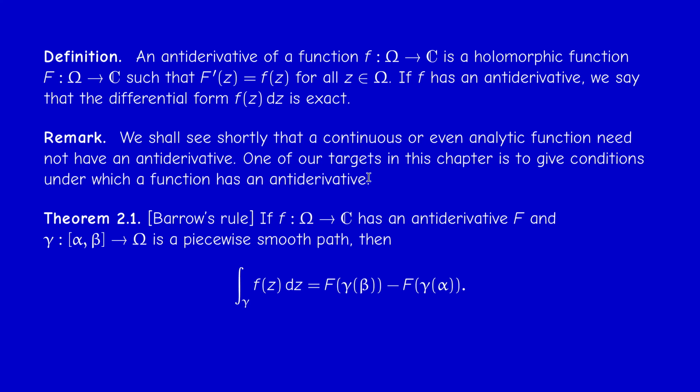Now, this is known as Barrow's rule. Not all mathematicians agree about the name of this rule. It states that if a function small f has an antiderivative capital F, then the integral along any piecewise smooth path is just the difference of the antiderivatives between the endpoints. We write this as F of gamma t between a and b. This formula looks very familiar, because it is just a consequence of the fundamental theorem of calculus that you use to compute integrals.